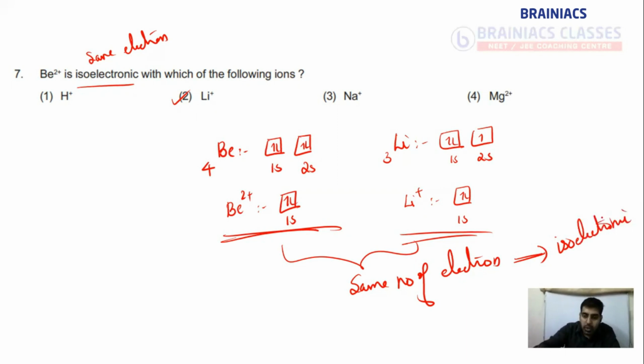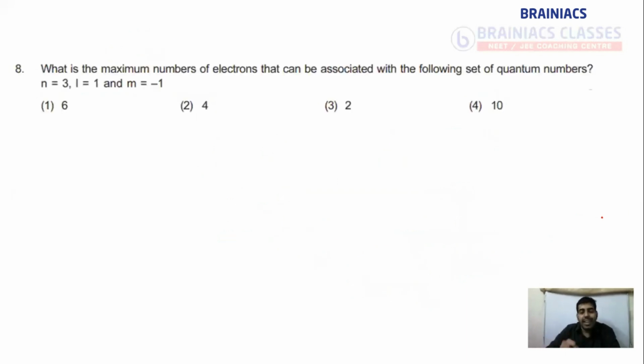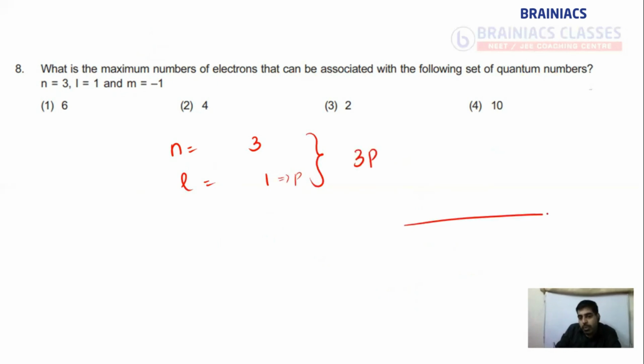Moving on to next question. Question number 8. Which is the maximum number of electrons that can be associated with the following set of quantum numbers? N value is equal to 3. L value is equal to 1. So subshell with l equal to 1 means it is p, right? So subshell is 3p. Now 3p possesses three orbitals, px, py, pz.